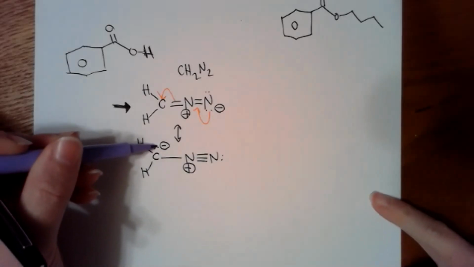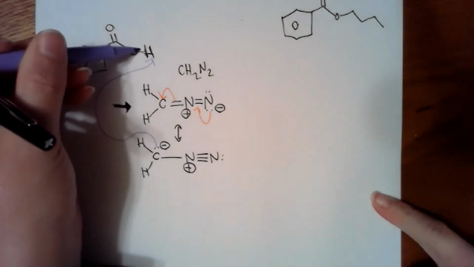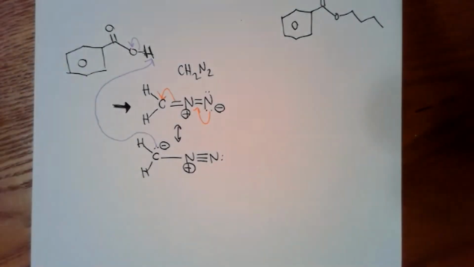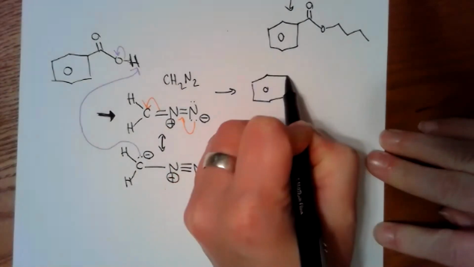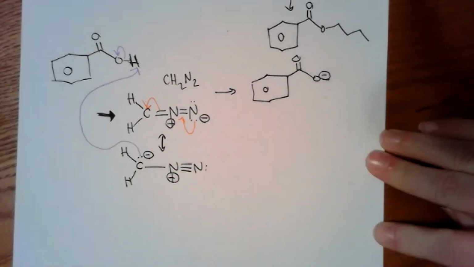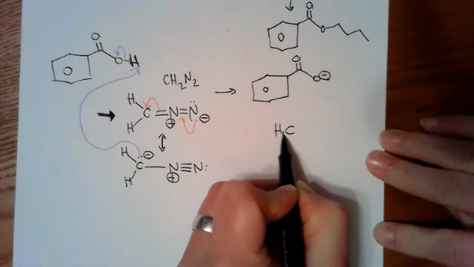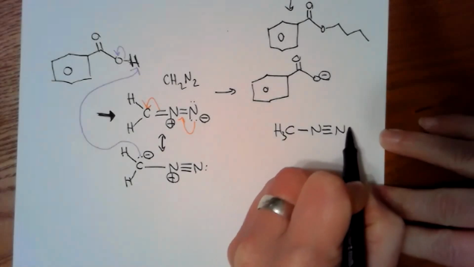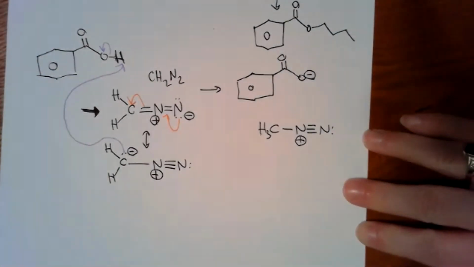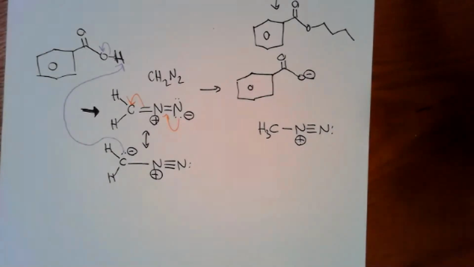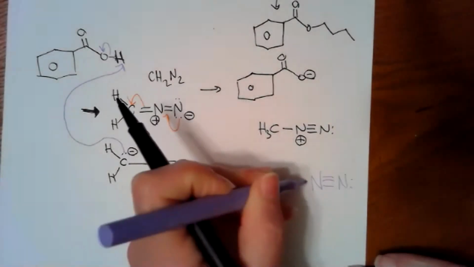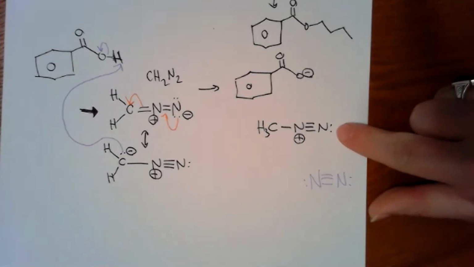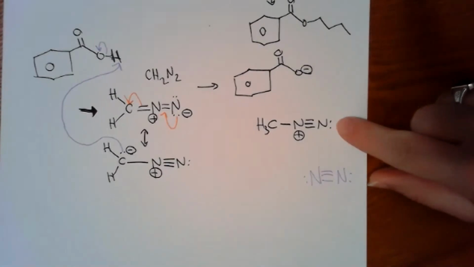This carbon with a minus is going to take the proton from my carboxylic acid, make a carboxylate. That carboxylate, and I've now got CH3 N2, like this. N2 is nitrogen gas, N2. So it's really like this thing is holding on to nitrogen gas, which is something that really wants to be set free as nitrogen gas.